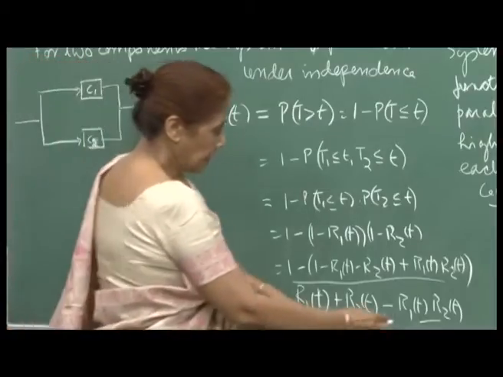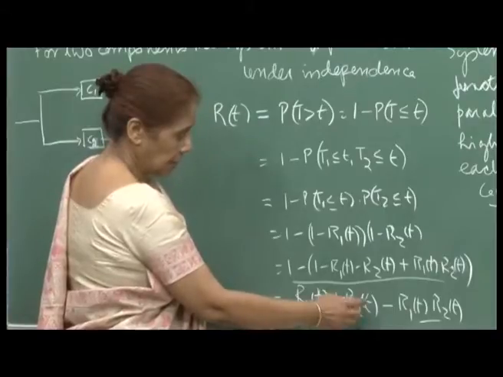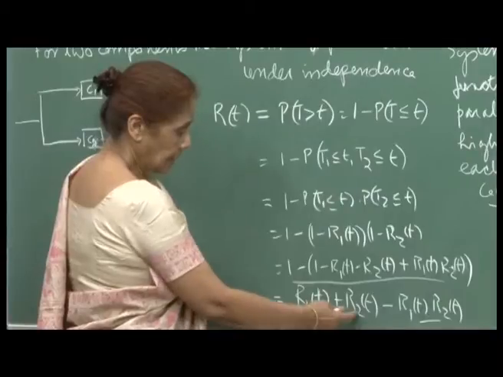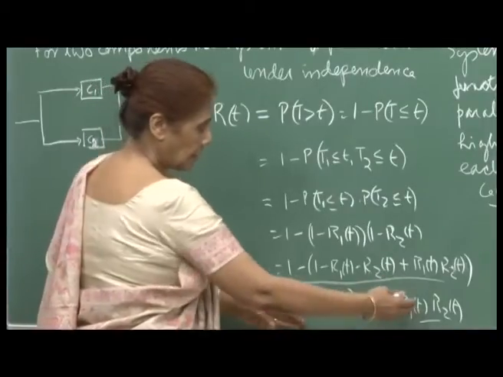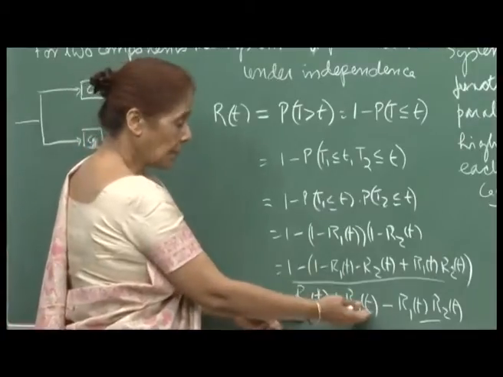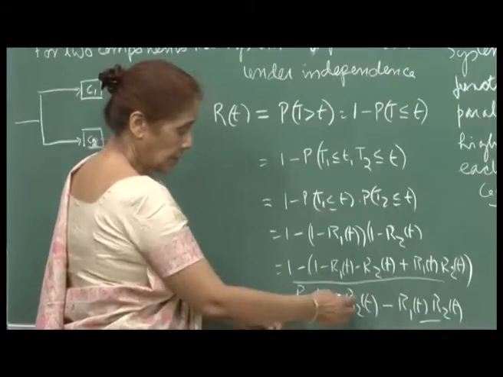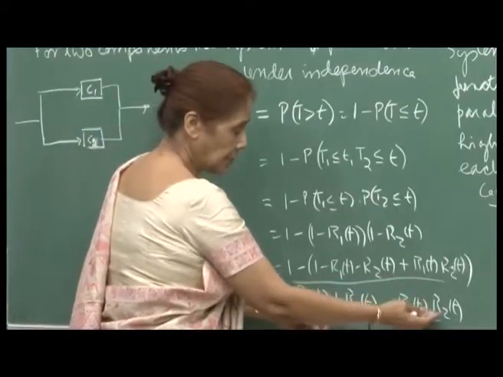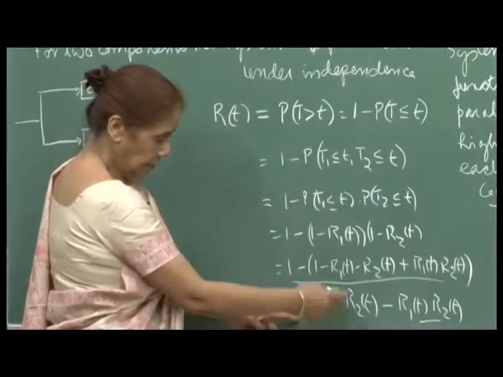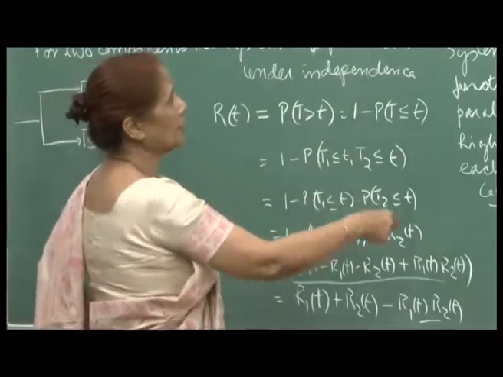So, therefore, you see that this is a number which is less than R1(t) and R2(t) both. Considering, for example, R1(t) is larger than R2(t), then this whole number is bigger than R1(t). If R1(t) is the maximum of R2 and R1, then because R2(t) minus R1(t)R2(t) is something non-negative, R1(t) plus something non-negative is going to come out bigger, and hence I can immediately conclude.